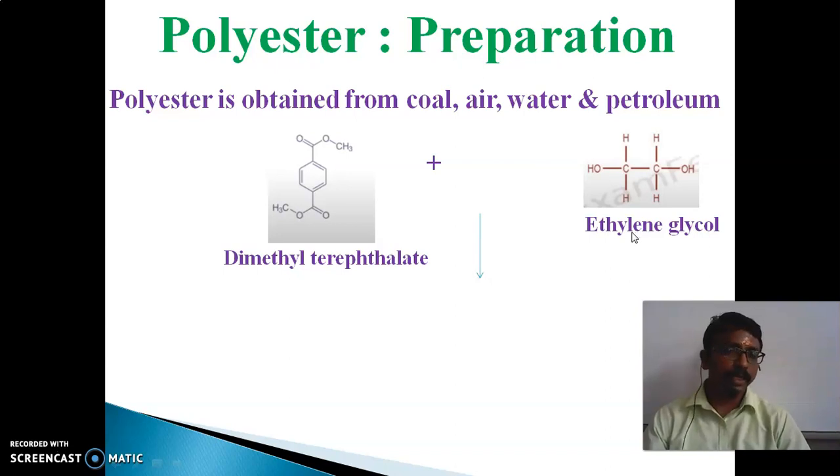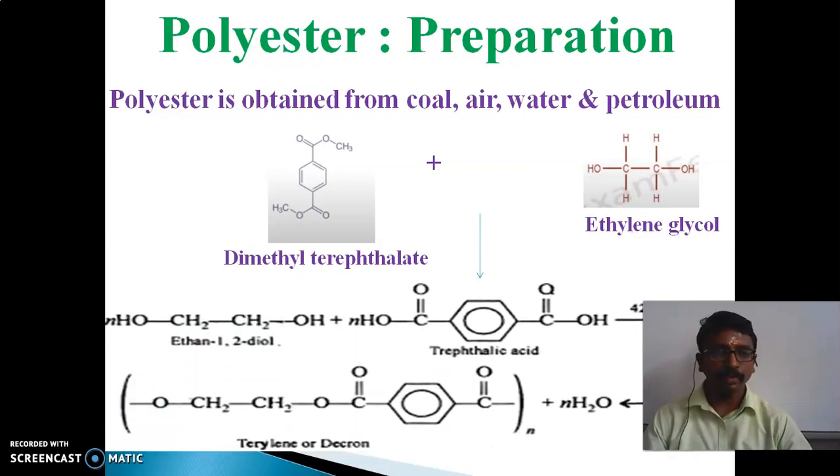Ethylene glycol. With the ethylene glycol, first we are replacing this methyl group with hydrogen. So the dimethyl terephthalate can be replaced as terephthalic acid. In that CH3 it can be replaced by hydrogen, that is terephthalic acid, and we needed ethylene glycol, that is ethane 1,2 diol. So ethane indicates it has 2 carbons.